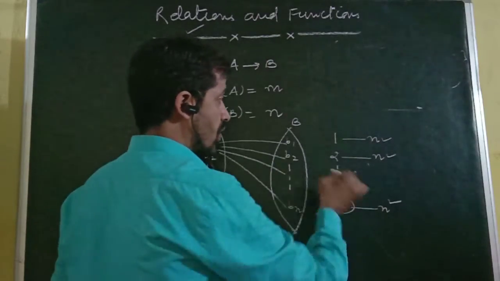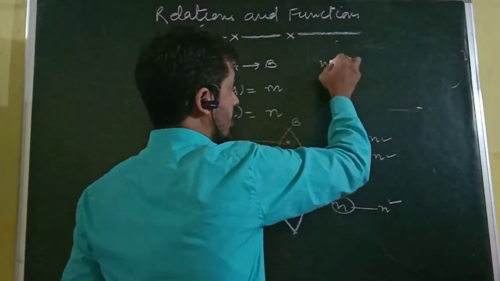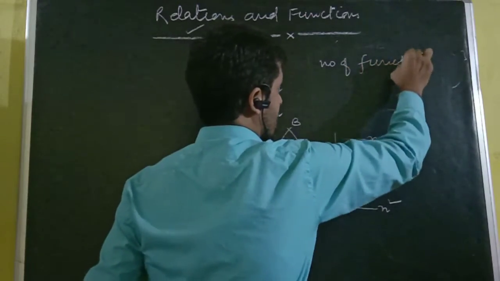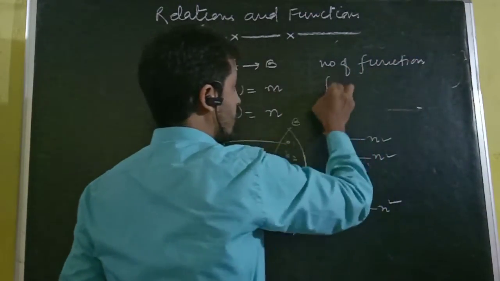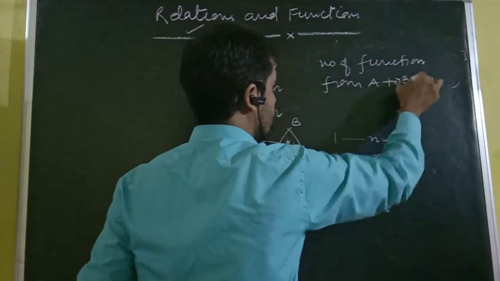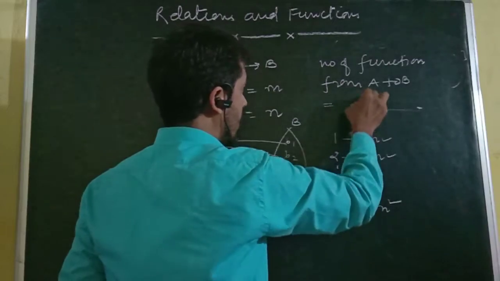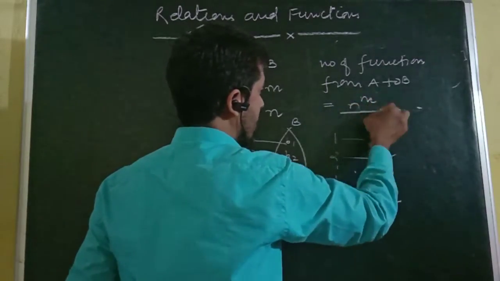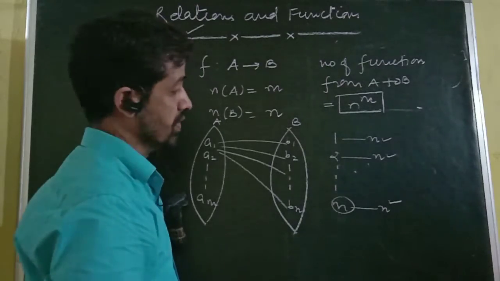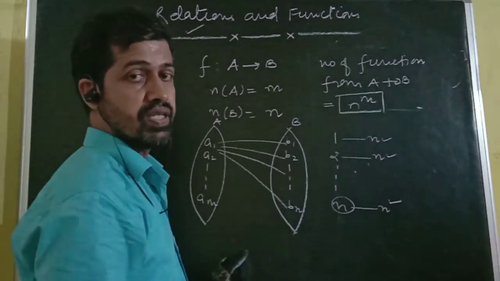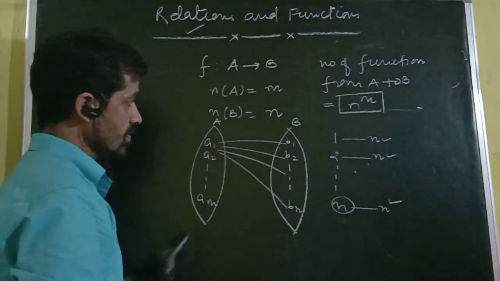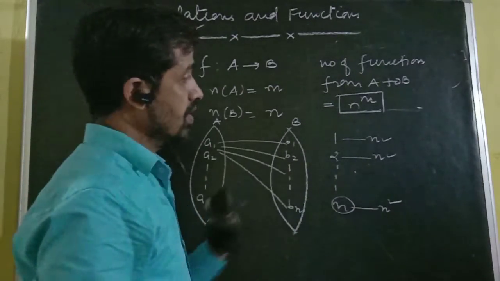Therefore, the number of functions from A to B equals n to the power of m, applying fundamental principle of multiplication. I hope this concept is clear.